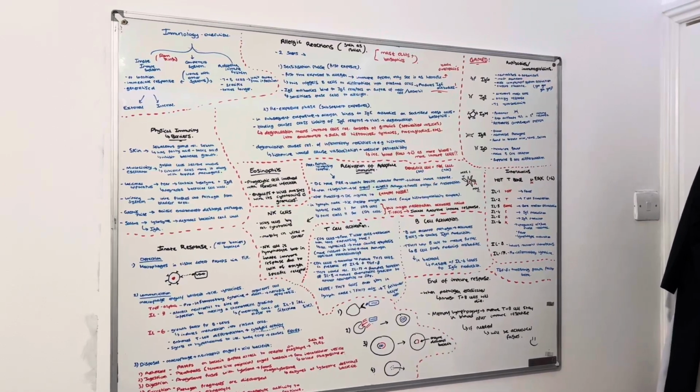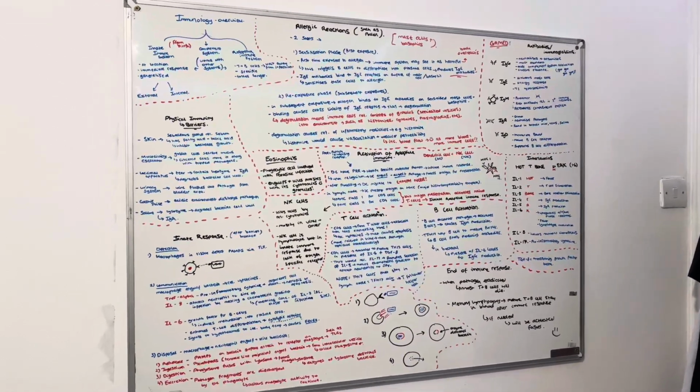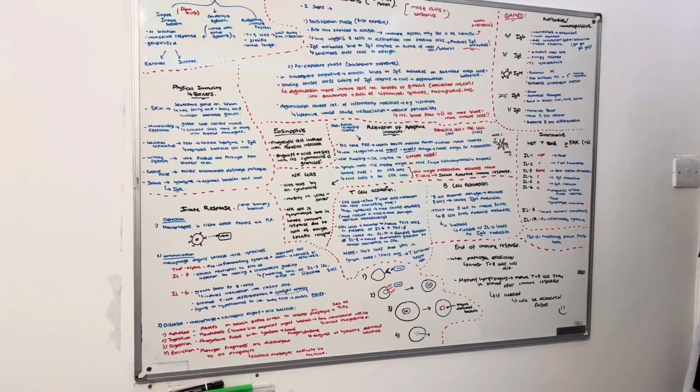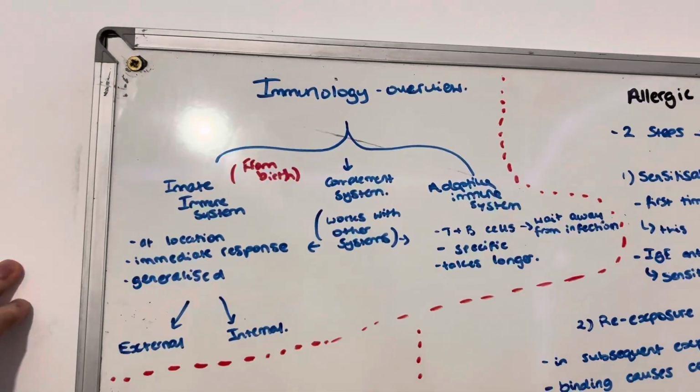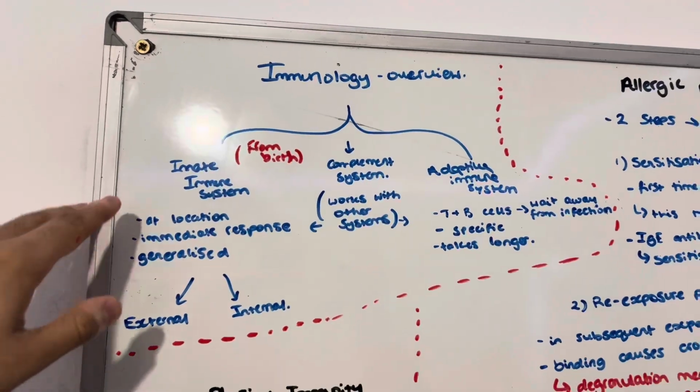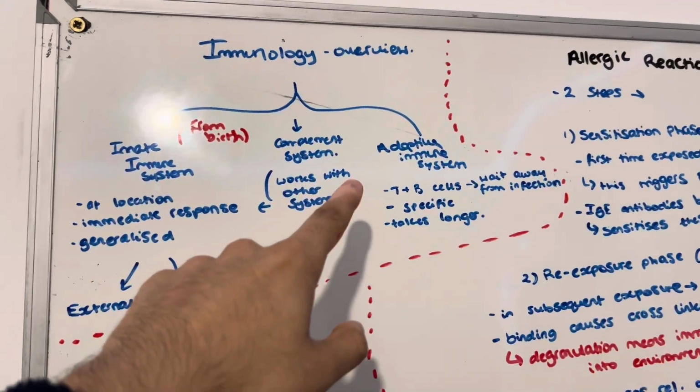This video is about immunology as quite an overview. This whiteboard looks mental, but inshallah I'll try and get through this as fast as I can. So firstly, if we just do a quick overview in terms of immunology, we've got our innate immune system and our adaptive immune system.